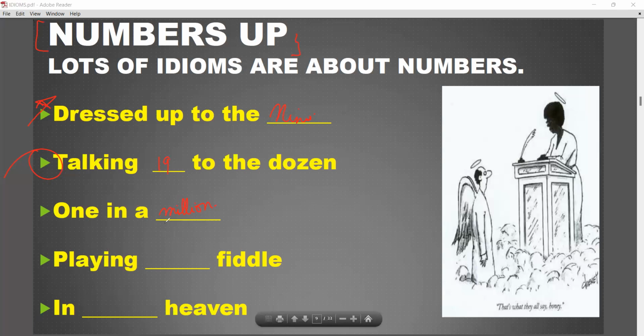Playing dash fiddle. Playing second fiddle is the answer. Now what is playing second fiddle? That is to play a minor part. You're not playing a major part, but a minor part. You can say to be subordinated to something, to have a secondary status, as in terms of affection or attention of another. So a secondary role, a minor role, secondary status.